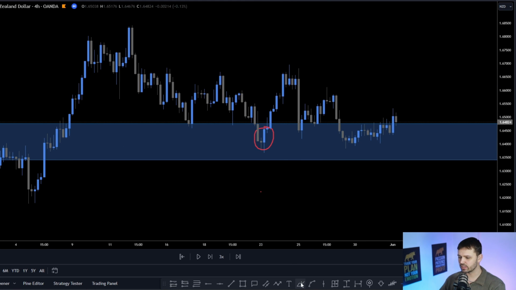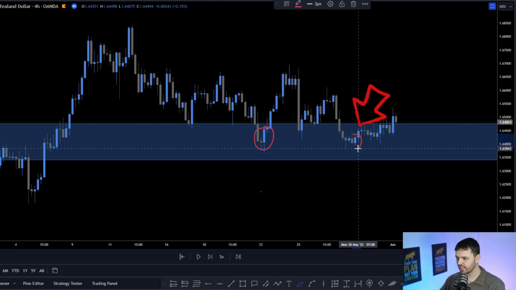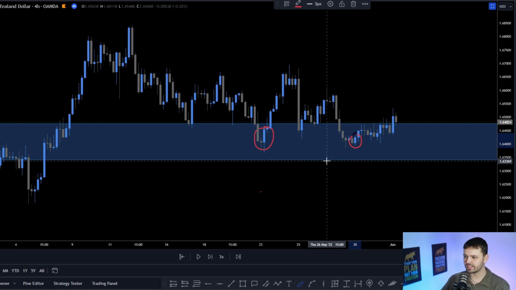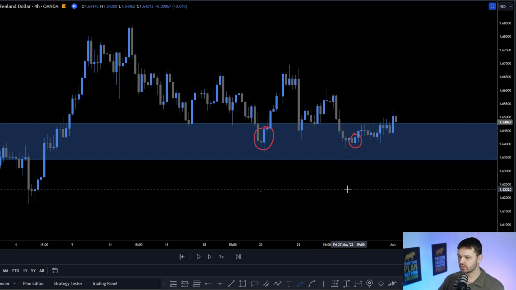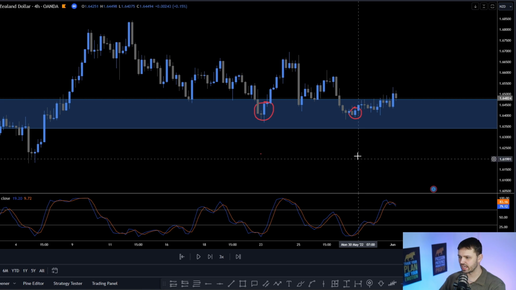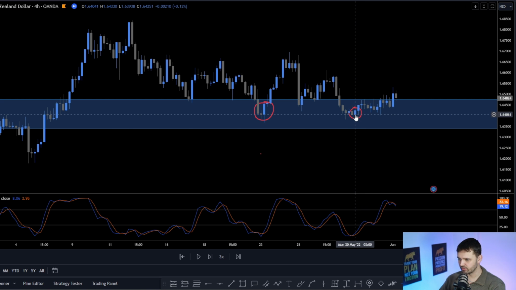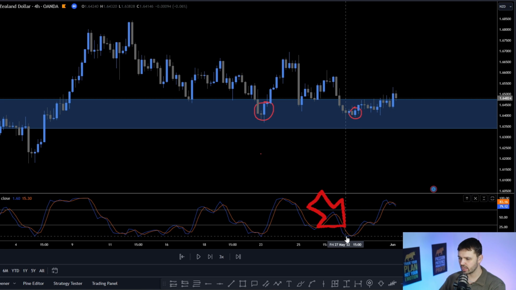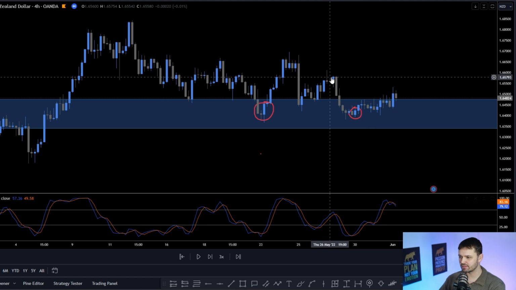Now let's look at this one. That's also a bullish engulfing candle down at the support level. Looks good. Let's look at the Stochastic RSI. On the close of that bullish engulfing candle, you have a bull cross on Stochastic RSI below 70, and it's forming a nice bottom right here.